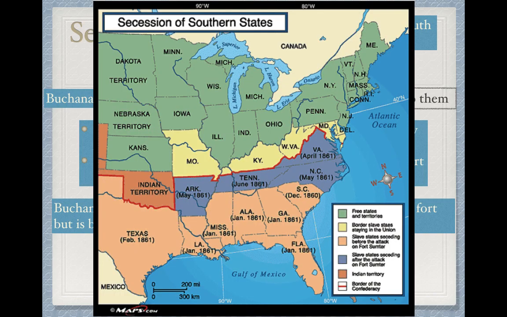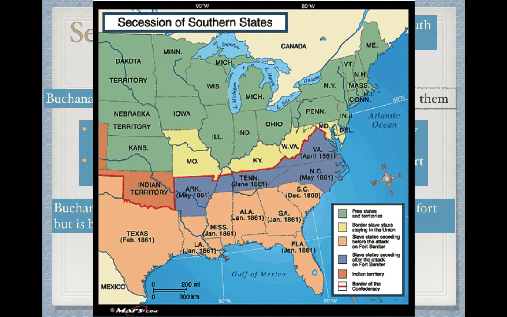So here is sort of the order. In the green, you have free states and territories. In the yellow, you have border states. They are slave states, but they stay in the Union. They do not secede. The light brown there, those are slave states that secede before the attack on Fort Sumter. And then in the blue, those are slave states that secede after the attack on Fort Sumter. And you can see the red is the border of the Confederacy. And then you also, in the Confederacy, see the date in which they secede.